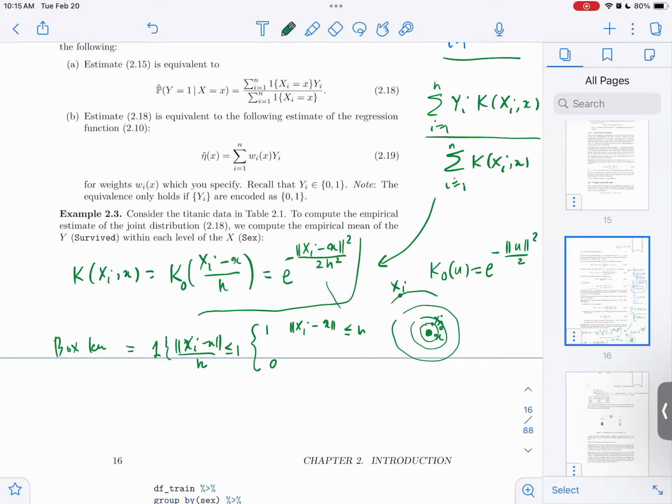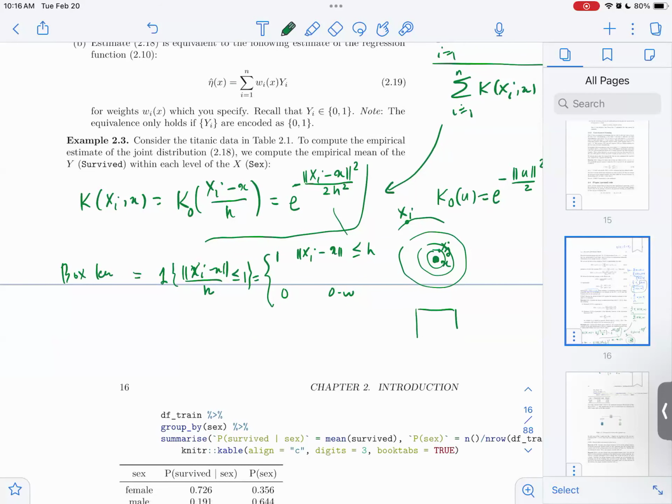Which is similar to saying that it's going to be 1 or 0 depending on whether xi is close to x. If xi is close to x, closer than h, then you put a weight of 1. If not, it's going to be 0. So there's a box of length... Okay, this is actually not a box. This is going to be actually a circle.